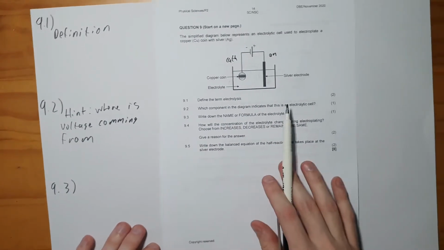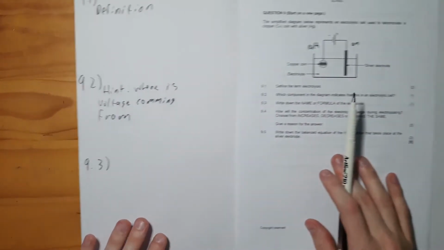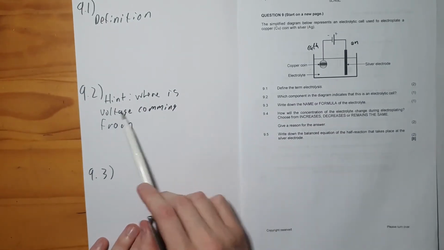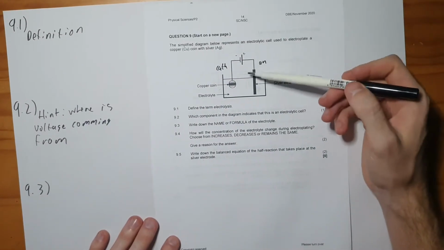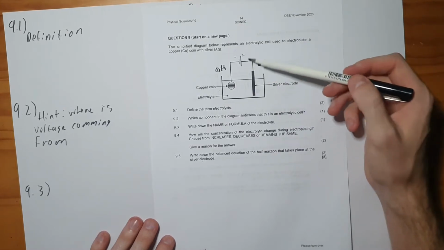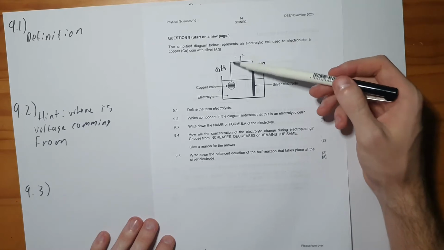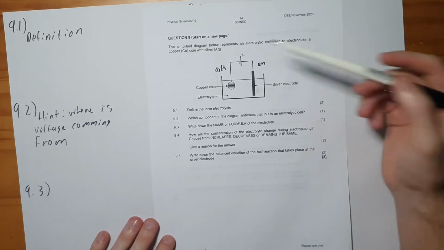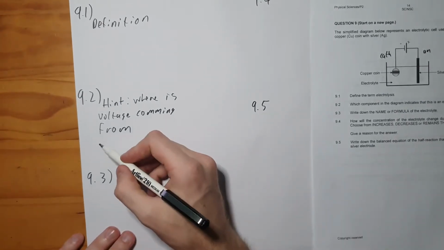It says, which component in the diagram indicates that this is an electrolytic cell? The hint I've given you here is, where is the voltage coming from? Is the cell providing the voltage, or have we added a voltage source? We can see that we've added a battery in order to put power into this system. Therefore it's an electrolytic cell. So the hint that this is an electrolytic cell is the battery.